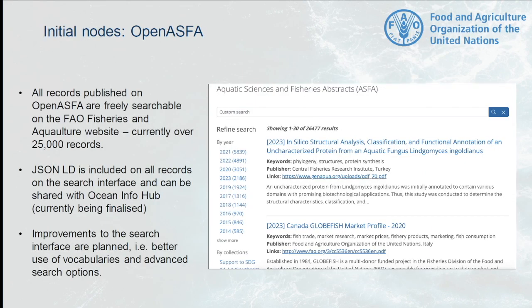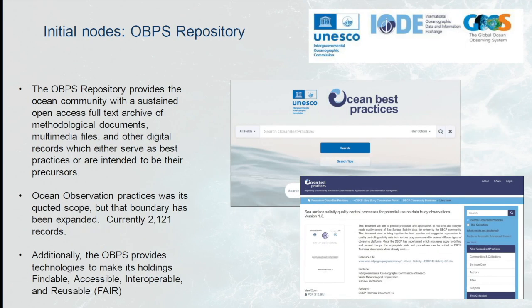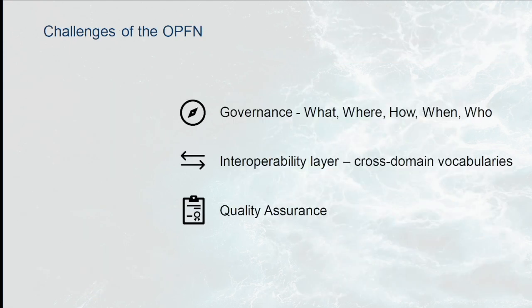So the first initial nodes in this initiative are FAO through OpenAFSA, sorry, the ISIS library, and the Ocean Best Practices repository. They are three main sustained and mature infrastructures that are now able to connect. FAO and the Ocean Best Practices System have already implemented the pattern for Ocean Info Hub, and hopefully ISIS will be on the train soon as well.